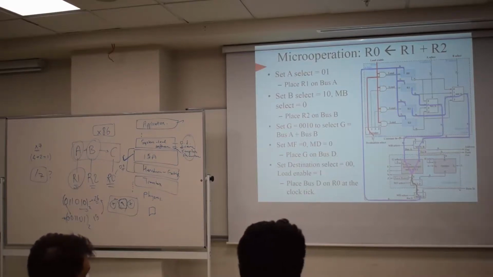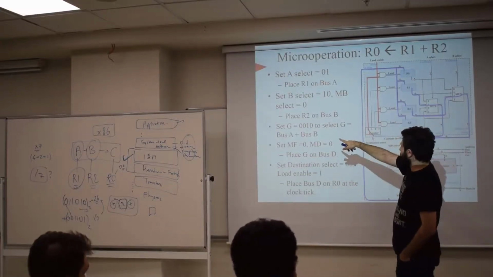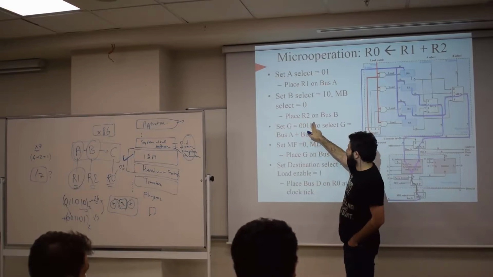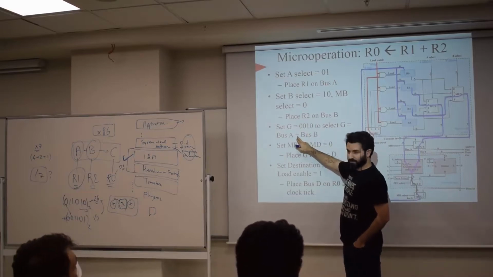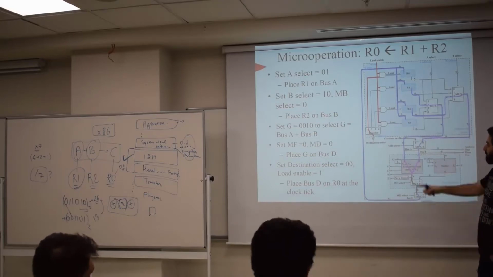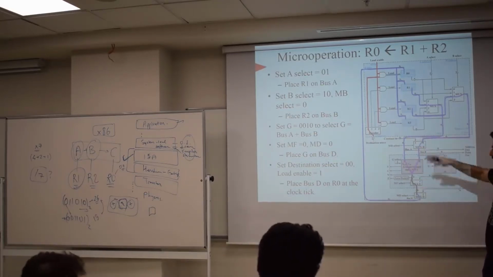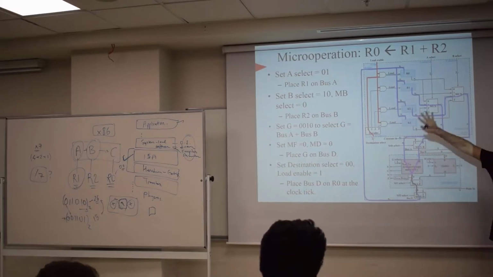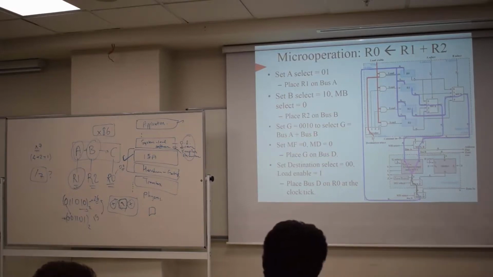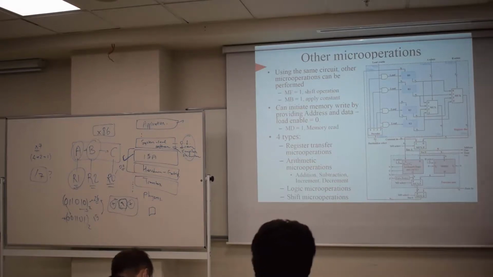Okay, so you see, select A is 0, 1, select B is 1, 0. We set G to 0, 0, 1, 0 to do the addition, because that turns out to be the addition operation. MF 0, MD 0, destination is 0, 0, load enable is 1. So that means when those control signals are set, then we are able to execute this micro operation or micro instruction. Okay, here are other macro operations.